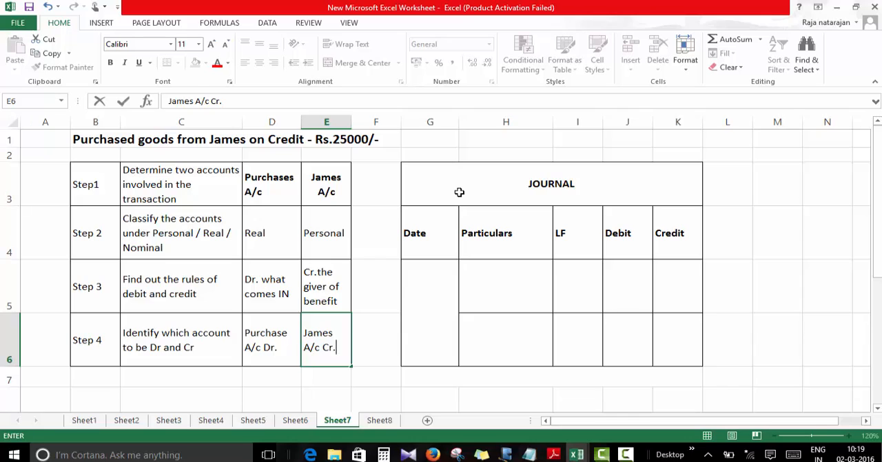Okay, so I'll go to the journal. Let me capture the date of the transaction. I think the date was missed out. Let me type the date of the transaction. Let's say it happens on March 18, 2014. Okay, so the date of the transaction is March 18, 2014.